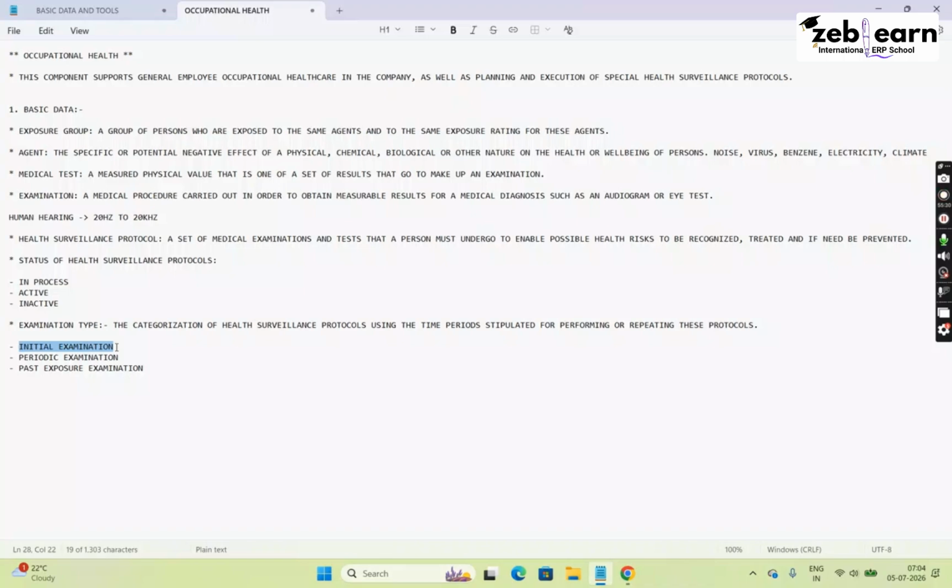And also we have past exposure examination. Here they examine whether the person got any medical issue while working for another company. They will look at the past exposure when he was working for another organization. That is called past exposure examination. These are the three examination types we have, and depending on the time, depending on how many times you are going, these are the three examination types.